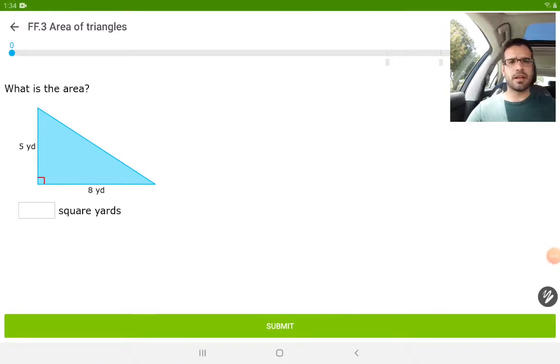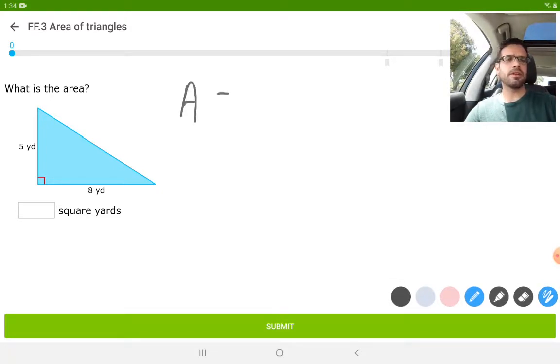Boys and girls, in this video I'm going to go ahead and tackle how to find the area of a triangle. So first things first, write down your formula. Area equals 1/2 times base times height. Alright, plug in what you know from the problem.